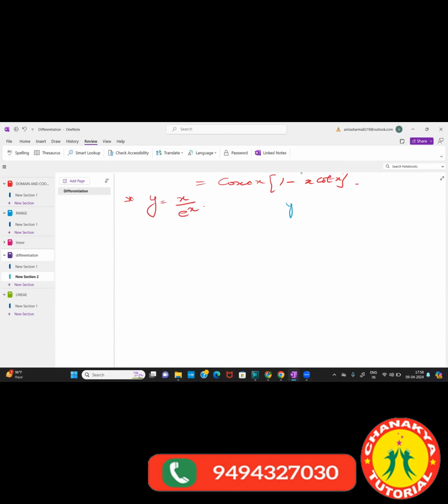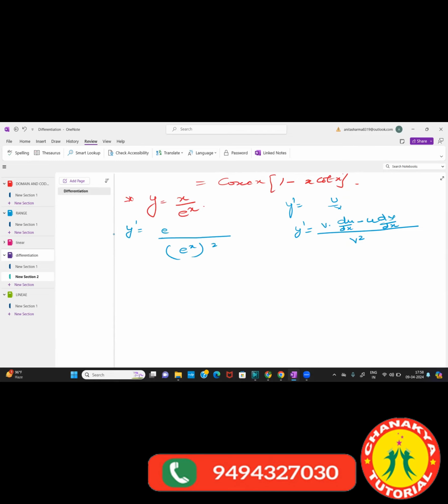First of all, your quotient rule is this. You have to square the denominator part, v square. Then v as it is, differentiation of u, minus u as it is, now differentiation of v. So do the differentiation. First of all, you will write the differentiation square of e to the power x, beta.